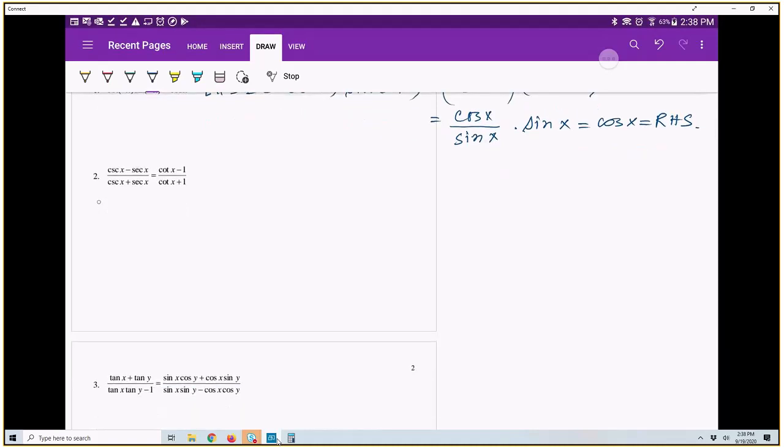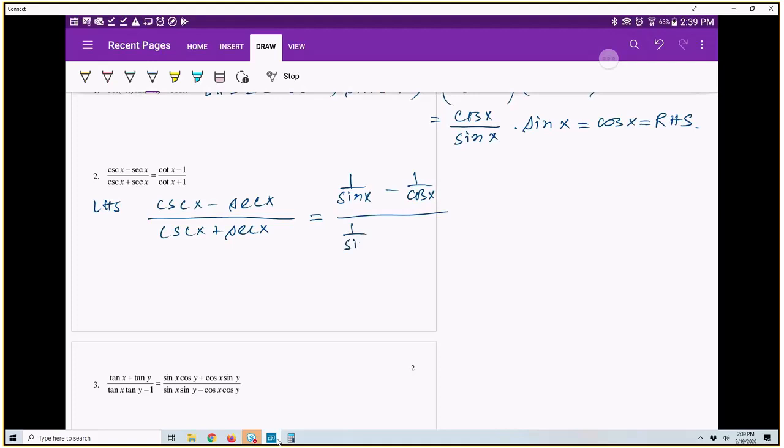If I start with the left-hand side, it is cosecant x minus secant x over cosecant x plus secant x. Now remember, cosecant is 1 over sine. So I'm using the reciprocal identity. And secant is 1 over cosine. The same thing on the bottom, 1 over sine x plus 1 over cosine x. Now, in order to add or subtract, I need the common denominator. So I'm going to multiply both top and bottom of 1 over sine x by cosine x, both on top and bottom.